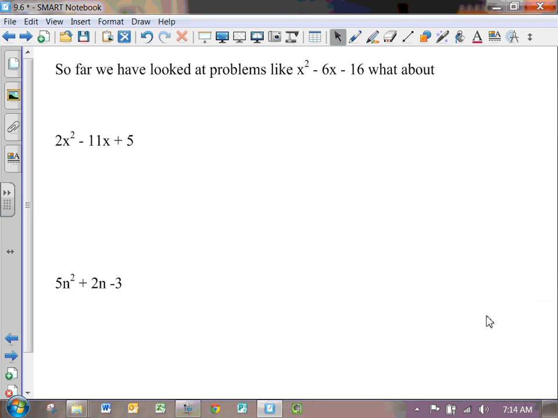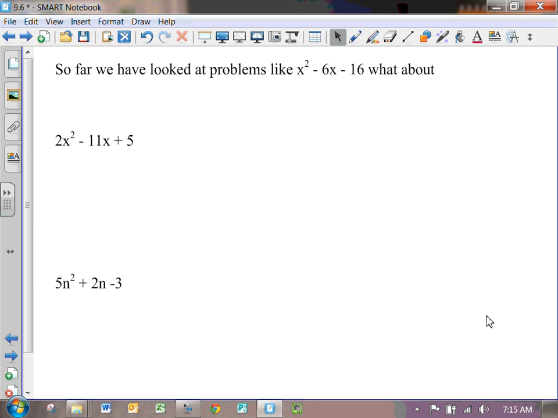All right, welcome. Today we're going to look at an extension of what we were doing yesterday, which is factoring trinomials. So in this case, we're going to have something a little different. Before we were doing things like x squared minus 6x minus 16. What we're going to do today is add in another term. That piece in front of the x squared is going to be added in. So that's a coefficient in front of our x squared.